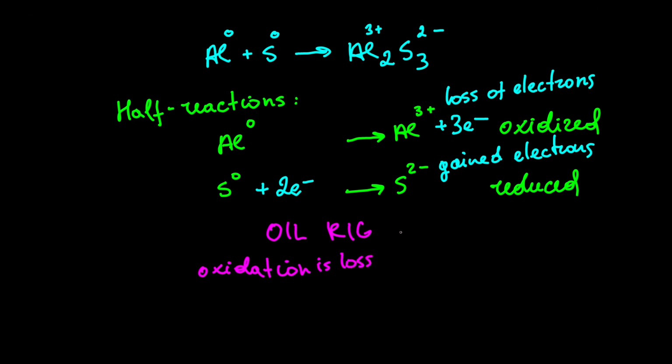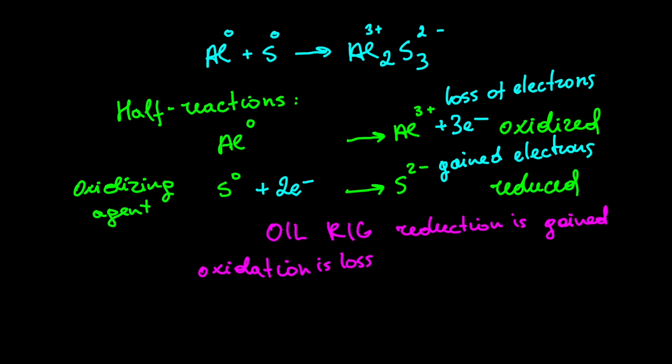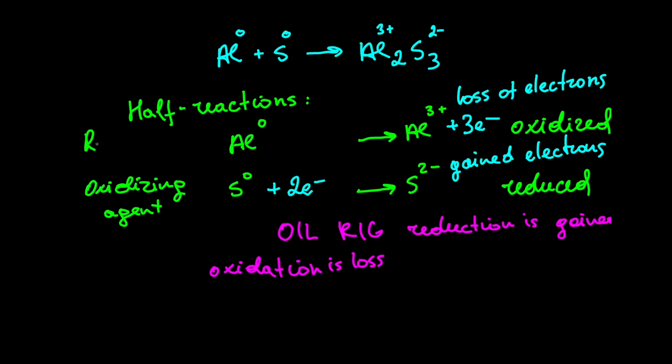Also, the two species that exchange electrons in the redox reaction are given special names. The ion or molecule that accepts electrons is called the oxidizing agent. By accepting electrons, it oxidizes other species. And the ion or molecule that donates electrons is called the reducing agent. By giving electrons, it reduces the other species.